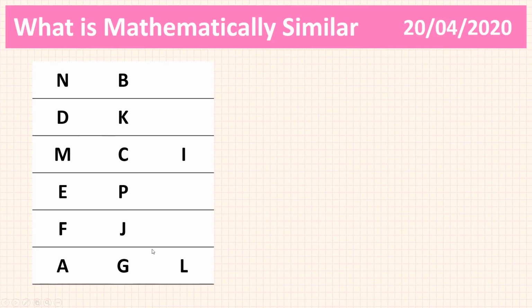Okay, so here are the answers. N matched to B, D matched to K, M matched to C and I. So C matched to I and M if you want to think about it like that. E matched to P, F matched to J, A matched to G, and L. Now hopefully that's giving you a rough idea of what mathematically similar is.